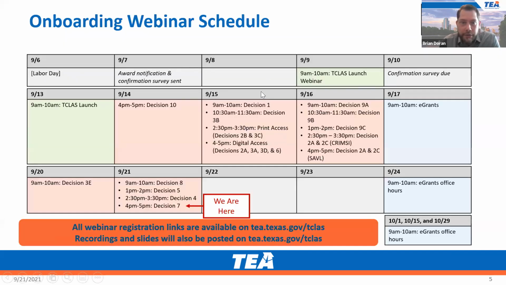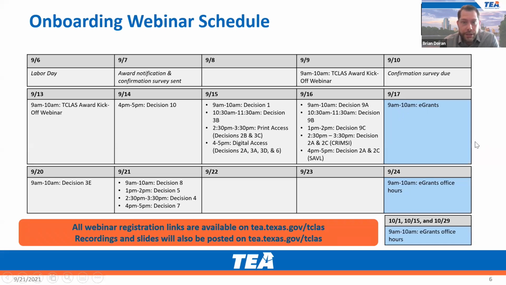We are at the tail end of these orientation webinars right now, Decision 7, 4 to 5 p.m. Next week, or over the course of the next couple weeks, there are some specific eGrants office hours that we want to highlight. These occur on Fridays, generally 9 to 10 a.m. So this Friday there is one, the 1st, the 15th, and the 29th. So strongly encourage you to attend those if you are on the team that is managing the eGrants process for your district. There is also a webinar that took place last Friday from 9 to 10 a.m.